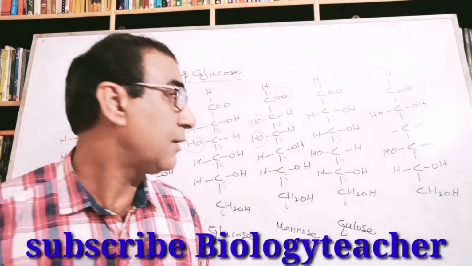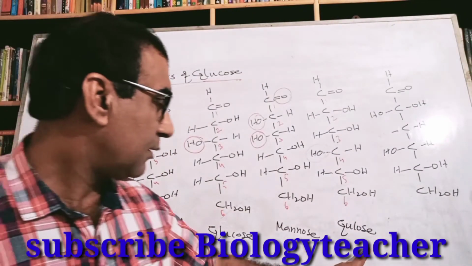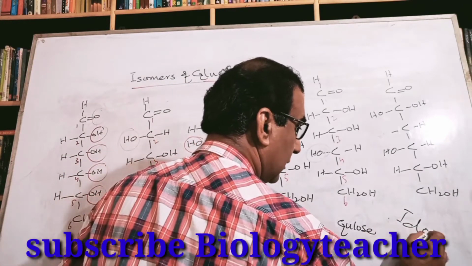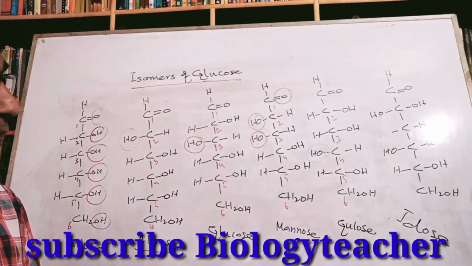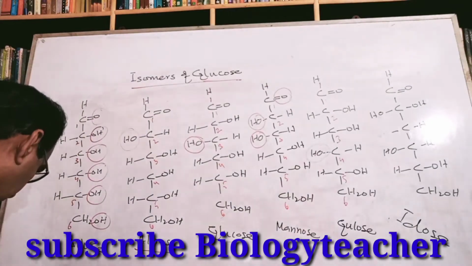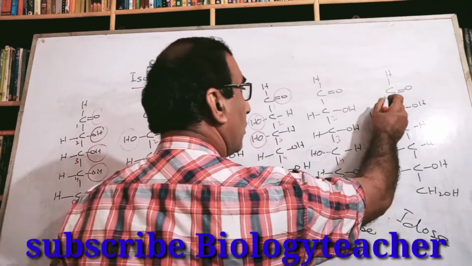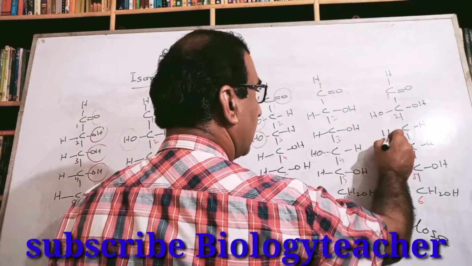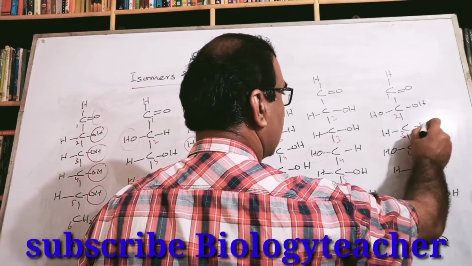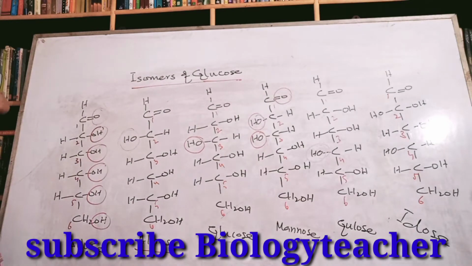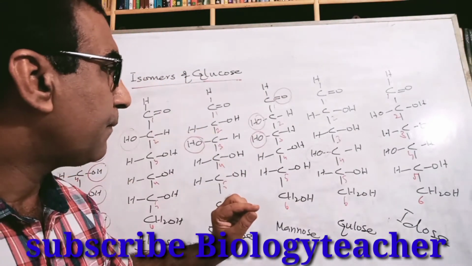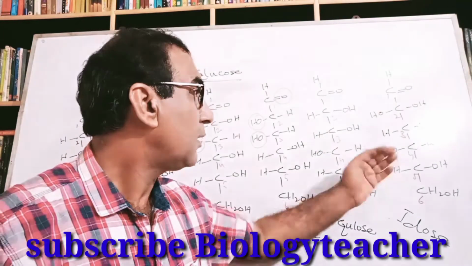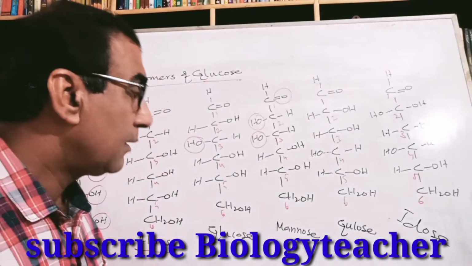Now, let us see idose. This is idose. In case of idose, let us see the numbering. 1, 2, 3, 4, 5, and 6. I would like to put hydrogen over here, and here is the hydroxyl group. Now, in idose, the hydroxyl group at the second carbon and the fourth carbon is on the opposite side. Okay, this is idose.